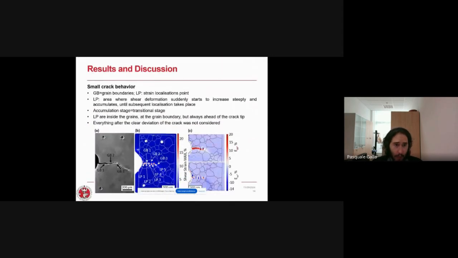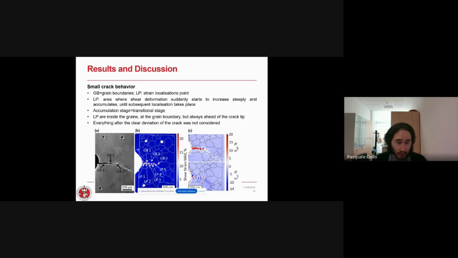And therefore, we can see the second result of my work, which is the small crack behavior. In this picture, you can see an overlay of the samples and the DSC reanalysis. By GB we mean grain boundaries, and LP are the strain localization points. What we saw through the post-processing is that during the crack propagation, there were some areas where the shear strain suddenly started to increase steeply and then accumulated until another shear strain localization would form a little bit farther away. So they were kind of following one after each other.